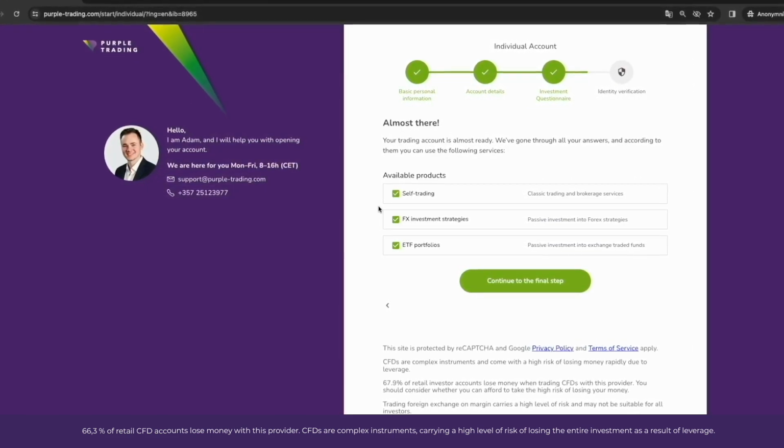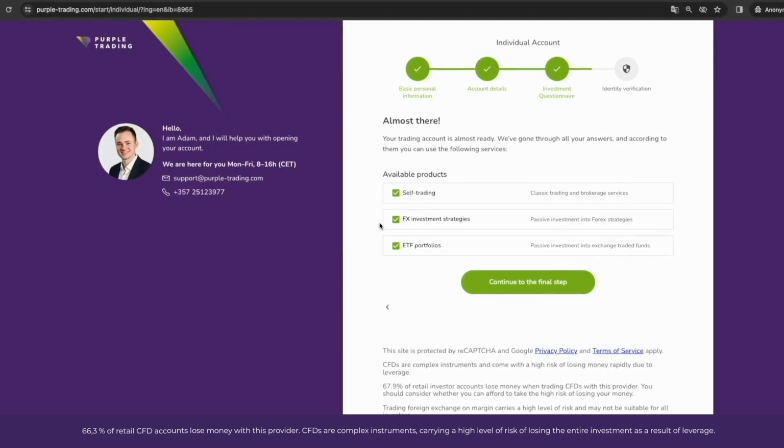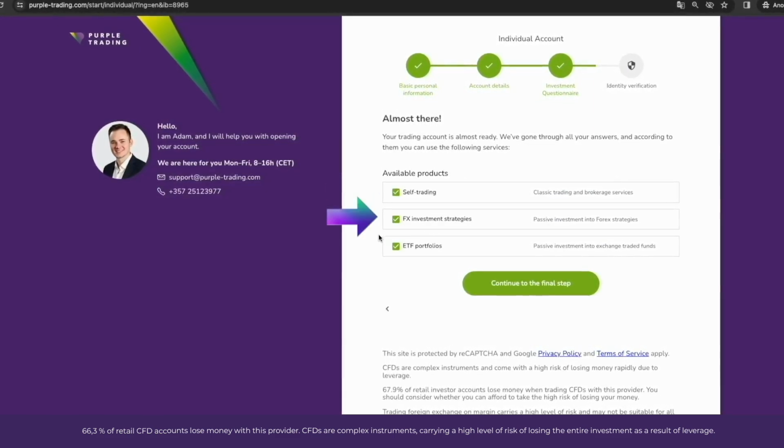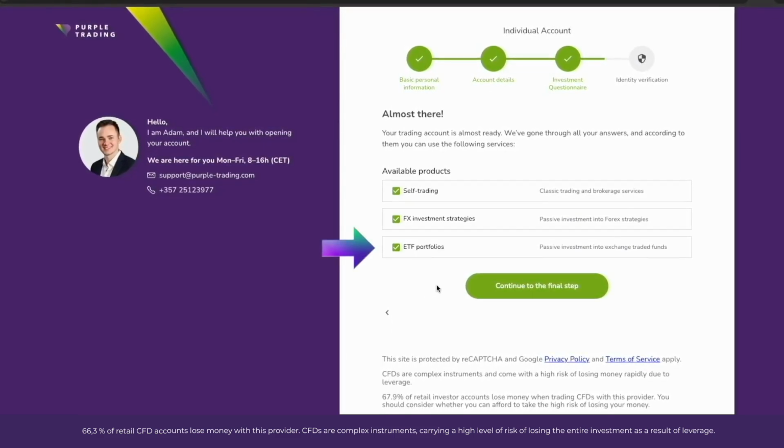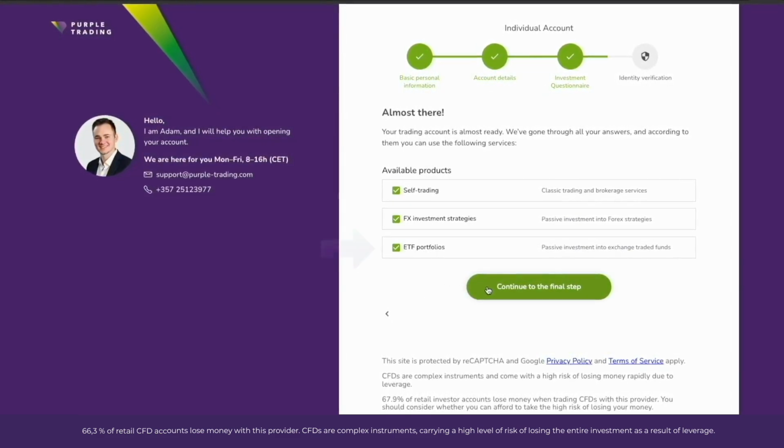Depending on your risk profile, you can choose from a wide range of services from classic trading to investments in so-called strategies traded by professional traders to passive investments in the form of ETF portfolios.